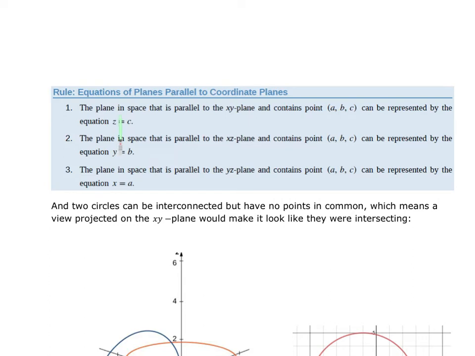So the plane in space that is parallel to the xy axis and will contain the point A, B, and C, where z equals c, is the plane. The plane in space that is parallel to the xz axis will contain this point A, B, C again, of course, and can be represented by y equals b. So this is the plane I'm talking about. The plane that is parallel to the xy axis will be the equation z equals some number. So this is what I mean by that.